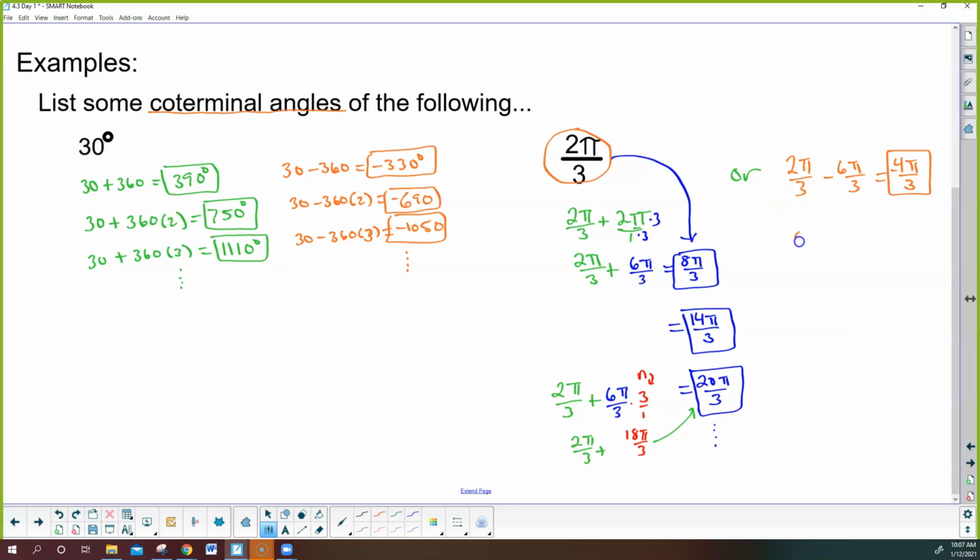Right? And then what if I just keep subtracting? So what if I took this answer and I subtracted 6 pi over 3? That would be negative 10 pi over 3. And again, you probably can see the patterns. The next one would be negative 16 pi over 3. And then we would keep going. Negative 22 pi over 3, and so on.